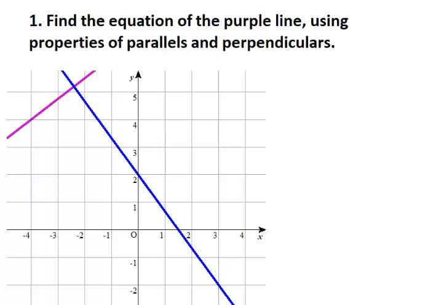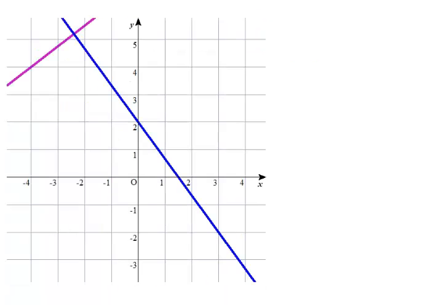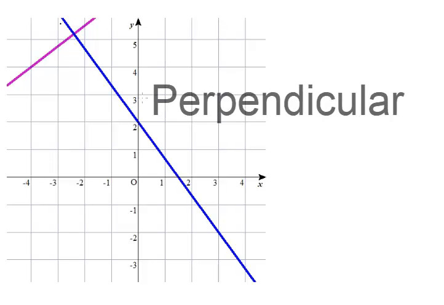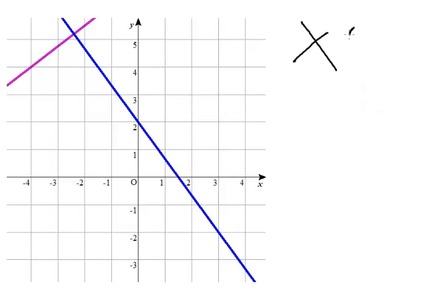Okay? Find the equation of the purple line using properties of parallels and perpendiculars. So in this case, information is not given through points, but through drawings. Now, how could we find the equation of the purple line? Well, if you look at these, they form a cross. Like if you flip this, you're going to notice that it's a perfect cross. So I know that they are perpendicular. That would be the proper name for them. Now, we don't know any points, and we actually need them to find M.